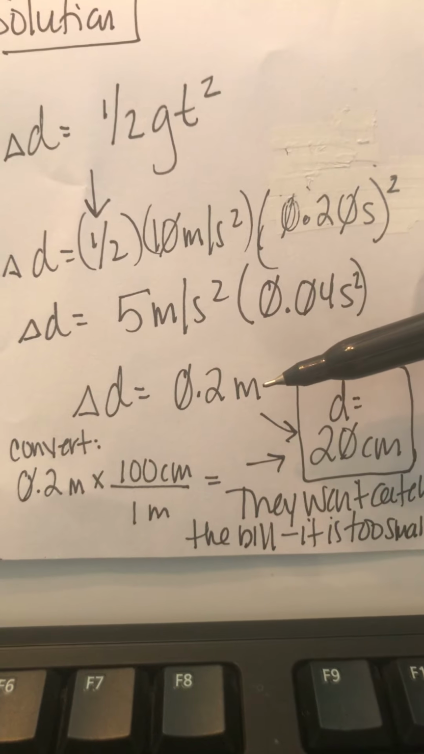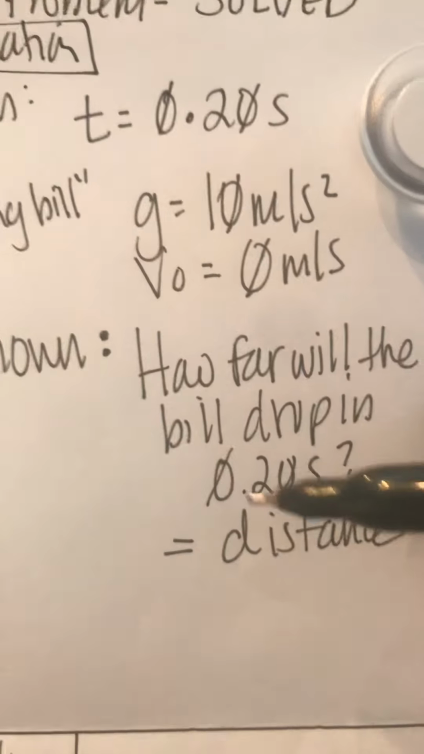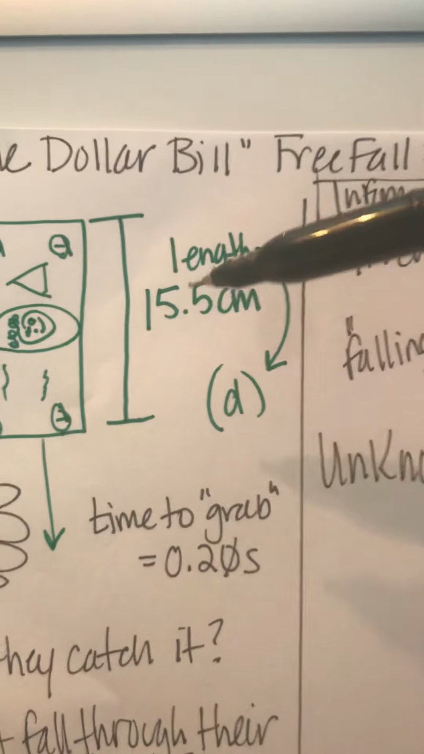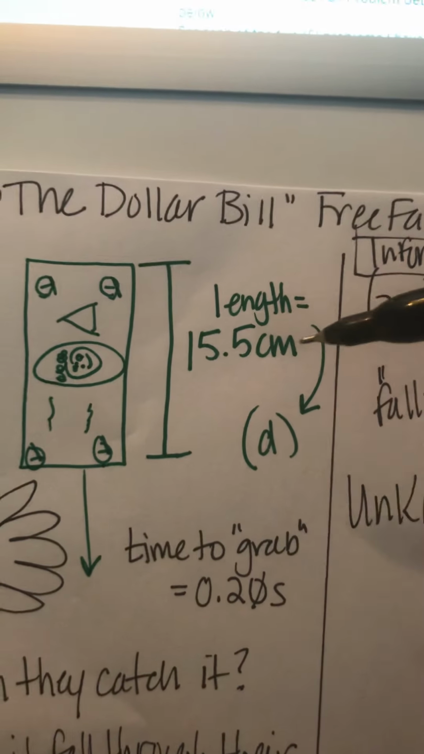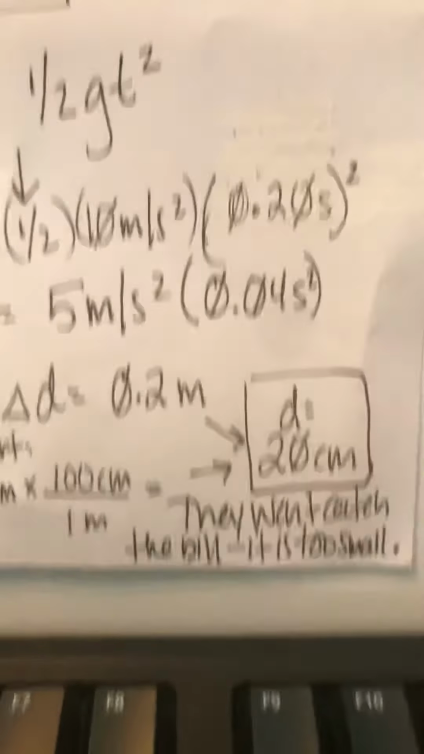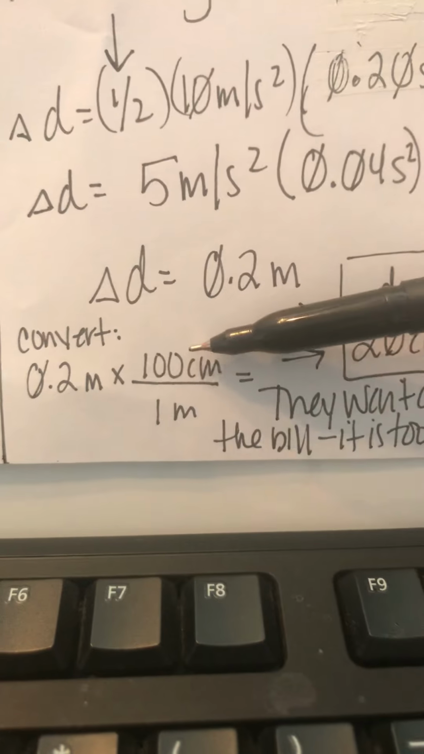It falls 0.2 meters, but when we think about how long a dollar bill is, we talk about it in, where is it? Oh, here in our information. We go back to the original problem. Wait a minute, it's 15.5 centimeters in length. Well, we have to think about how to compare centimeters to meters. So you know what we have to do? Your favorite thing. We need to convert meters into centimeters.